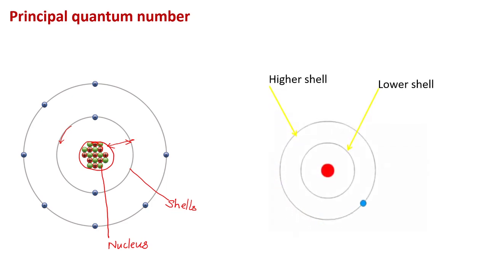Say for example, the electron in this particular case has two pathways to revolve around the nucleus. There is one pathway which is closer to the nucleus, and then there is one more pathway which is slightly farther. If the electron is moving closer to the nucleus, we call that a lower shell, which means it has lower energy. The electron possesses lower energy. Whereas if the electron is moving farther from the nucleus, we call it a higher shell, which means that the electron possesses higher energy.